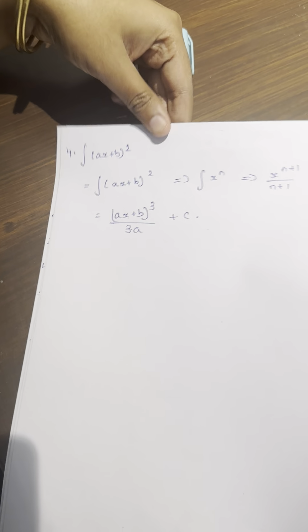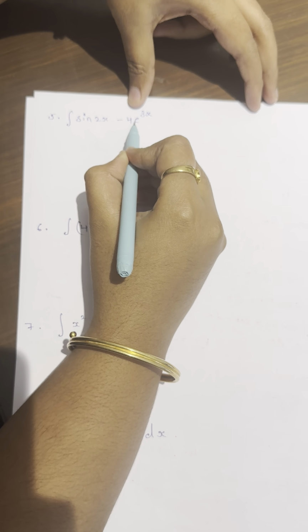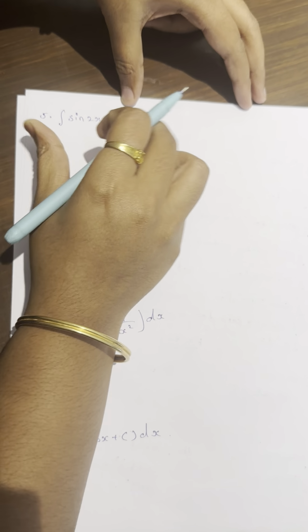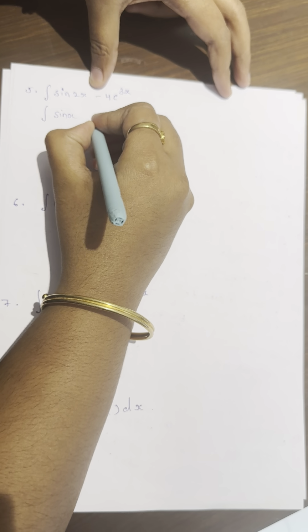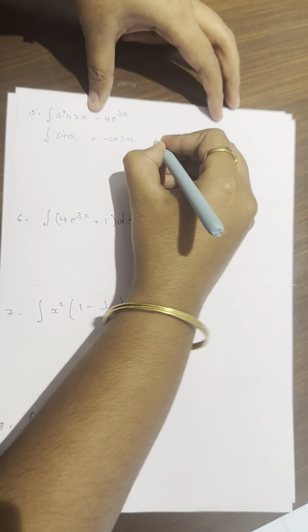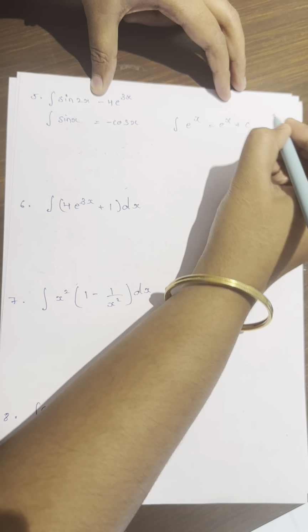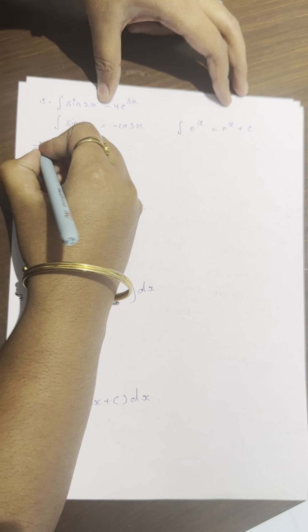Now we go with the fifth question. The fifth question is integral sin 2x minus 4 e power 3x. Here we have two different formulas in the same question. So we know the formula of integral sin x is equal to minus cos x, and we also know that integral e power x is equal to e power x plus c. Now we are going to use both the formulas in one question. So how are we going to write the answer?